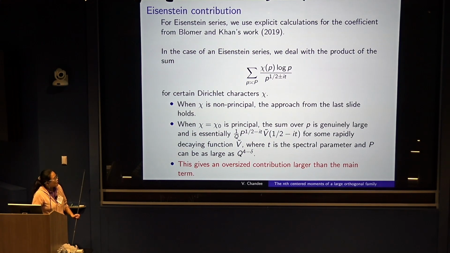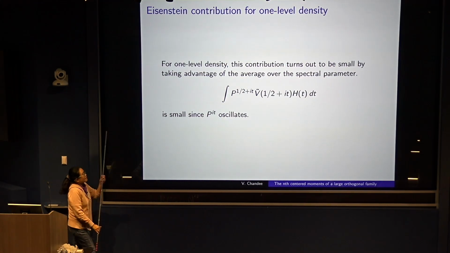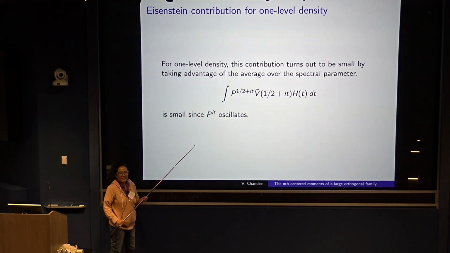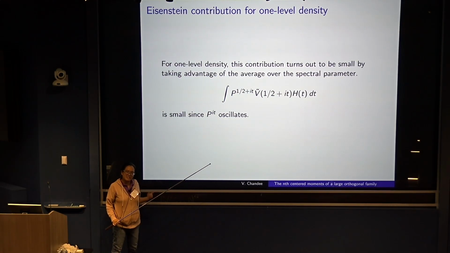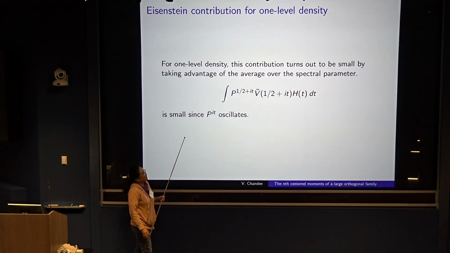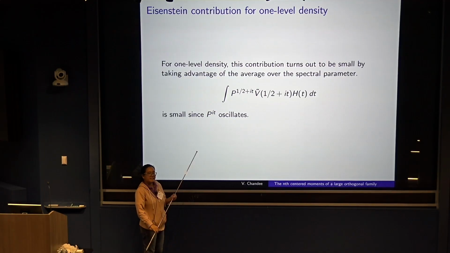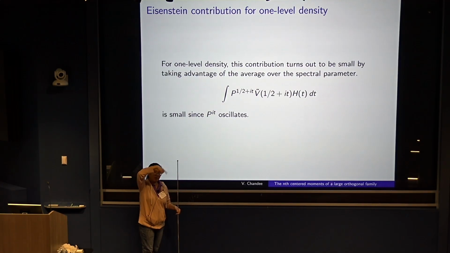Now I'm going to talk about why it's not a problem in one-level density. In one-level density, you just have p to the it, and you actually have an extra t average over there. And that is the spectral parameter, so you have integration here. And p to the it do oscillate. So once you oscillate, you have integration. You expect there's a lot of cancellation, so this is small. Okay?